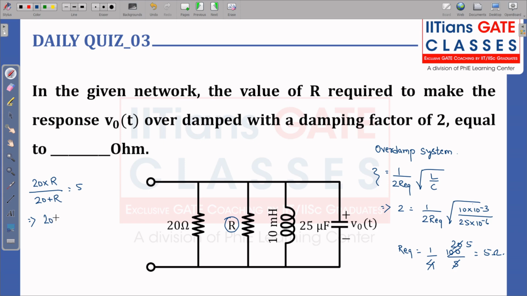So 20R is equal to 100 plus 5R. So 15R is equal to 100. R is equal to 100 by 15. So 20 by 3, which is 6.67. Okay, 6.67 ohm is the answer for this question.